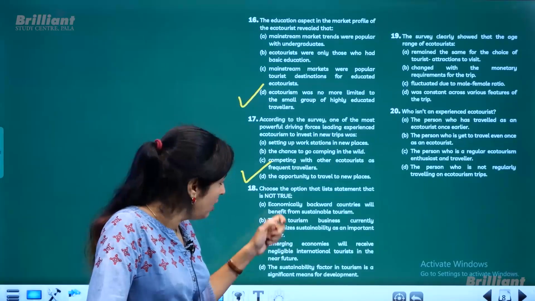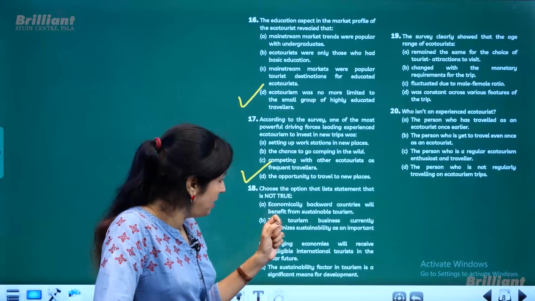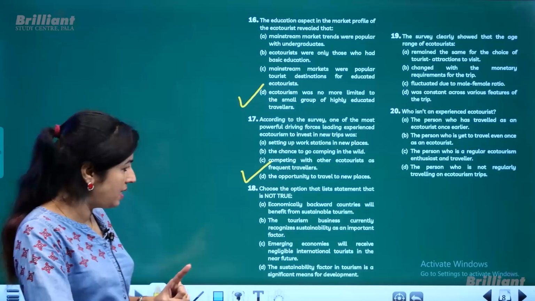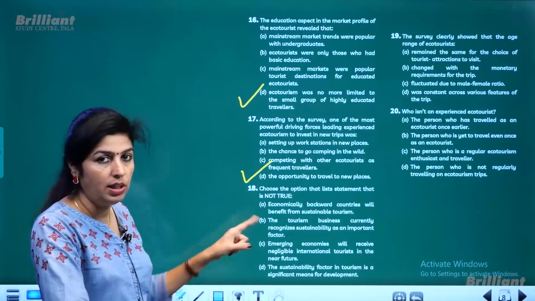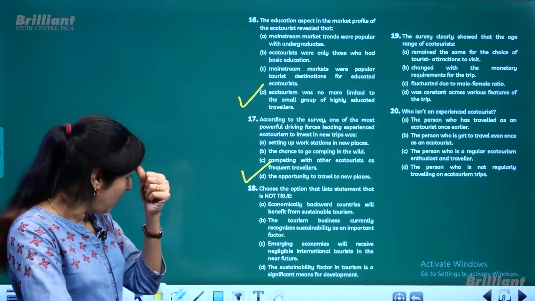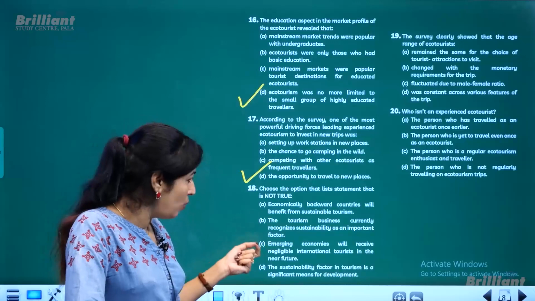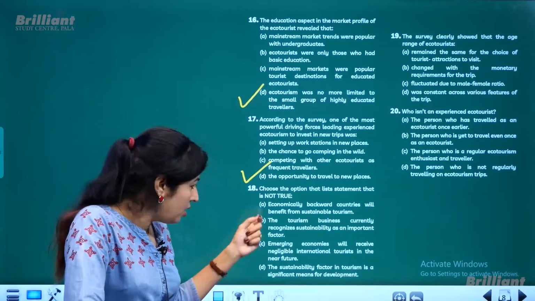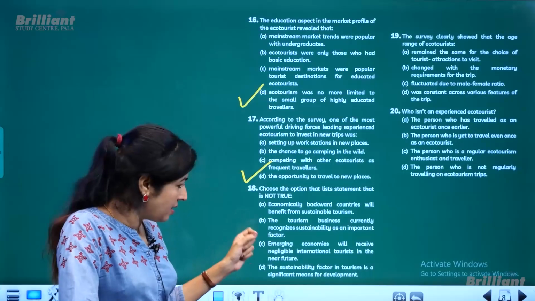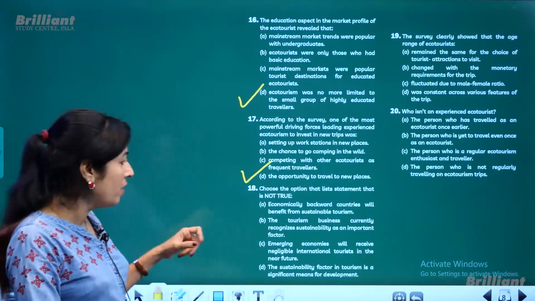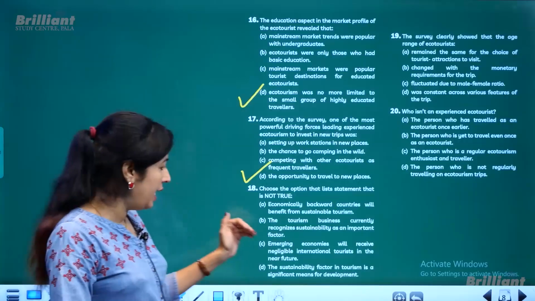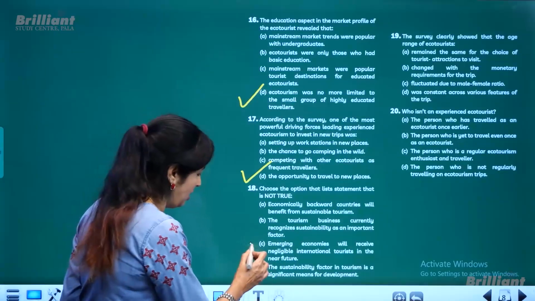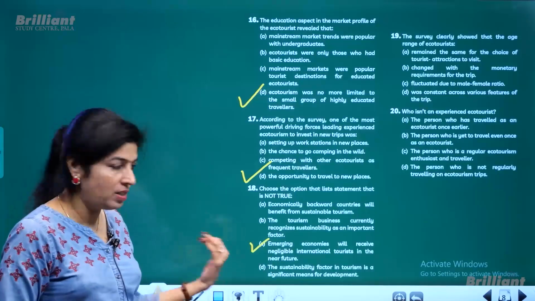Okay. Next is choose the option that lists the statement that's not true. That means among these statements, one of the statements is not true in accordance with the passage. Okay. First statement is economically backward countries will benefit from sustainable tourism. That is given in the passage. The tourism business currently recognizes sustainability as an important factor. That also is given. Emerging economies will receive negligible international tourists in the near future. This is not true in accordance with the passage.